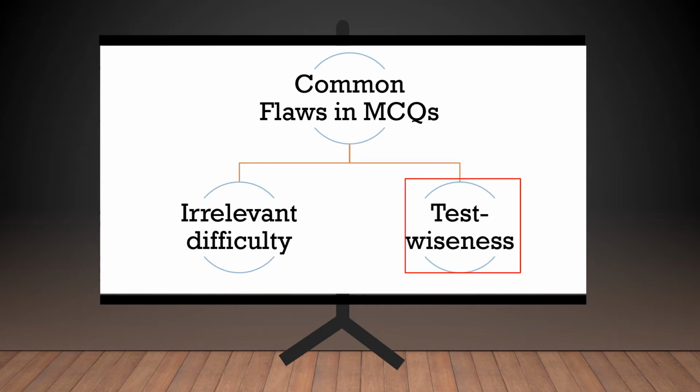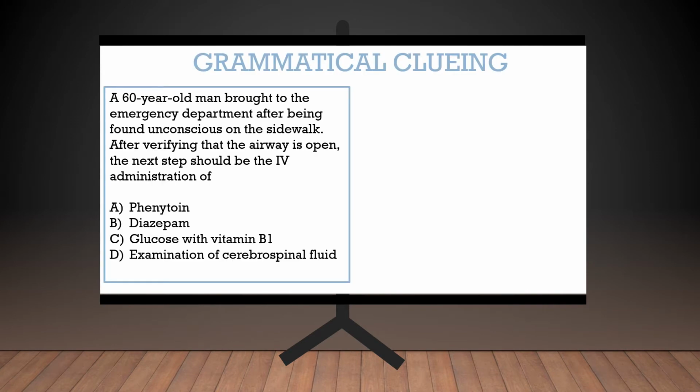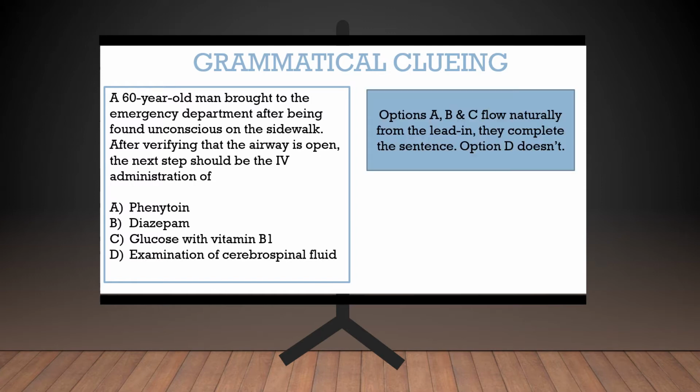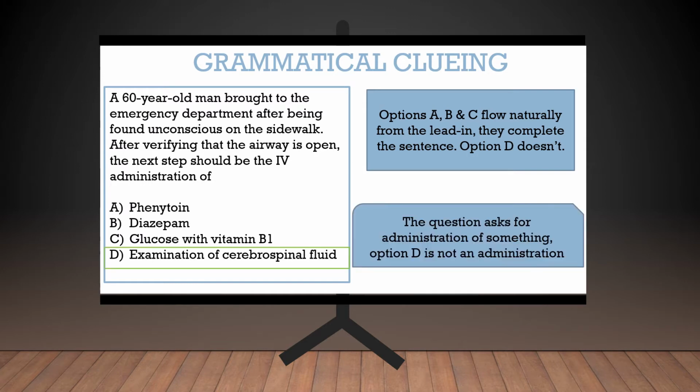Now let's look at the test-wiseness flaws. Grammatical cluing. Take a look at the example in front of you. You'll notice that options A, B, and C flow naturally from the lead-in. They complete the sentence, while D doesn't. The question asks for administration of a medication. Option D is not an administration.